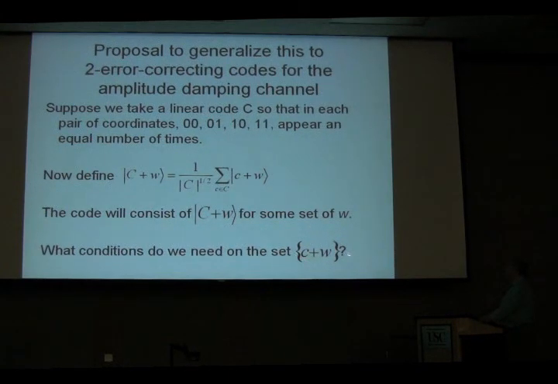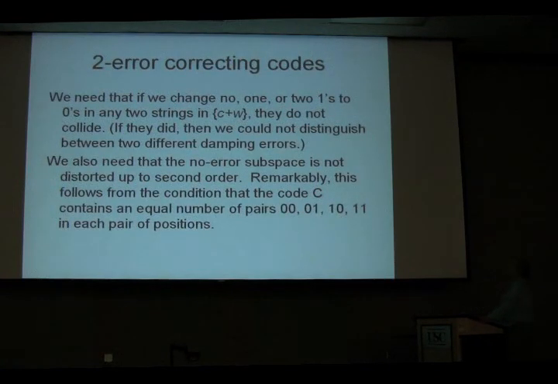So we can ask, what conditions do we need on the set C plus W? So all the basis states that lie in all these code words. Well, it's nearly the same. We need that if we change 0, 1, or 2 ones to zeros in any of the 2 strings in C plus W, they don't collide. Because if they collided, then you couldn't tell amplitude damping applied to one of these from the amplitude damping applied to the other one. So we also need to check that the no error subspace is not distorted up to second order.